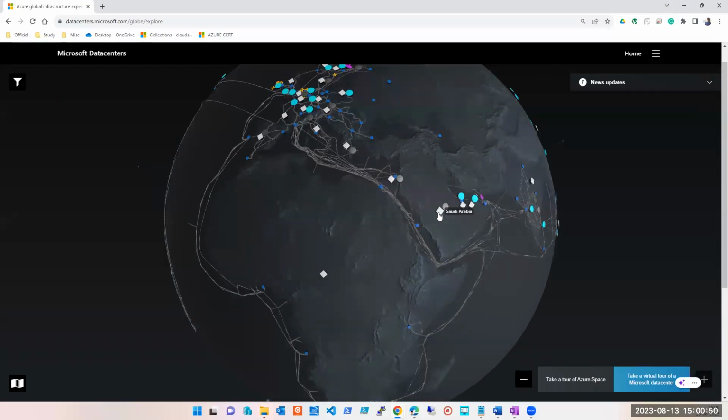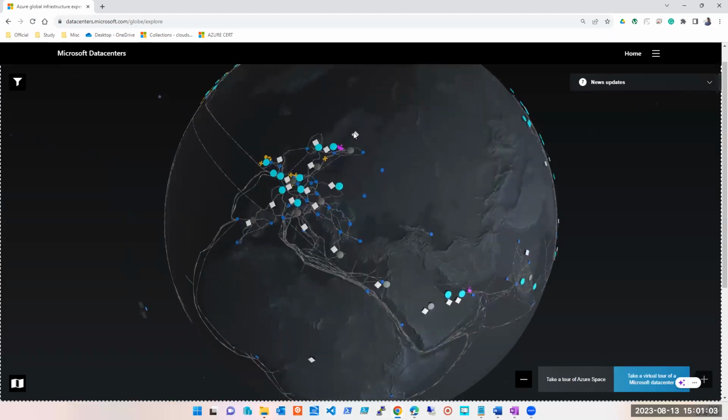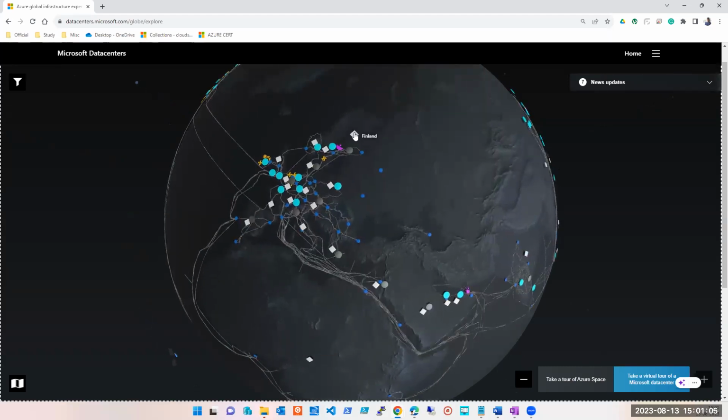So where is it? Azure is available in Saudi Arabia. Azure is available in Africa. Azure is available in Greece. Azure is available in Italy. Azure is available in France. It is available in Spain. So they have their geography. It is just what they're calling an area.